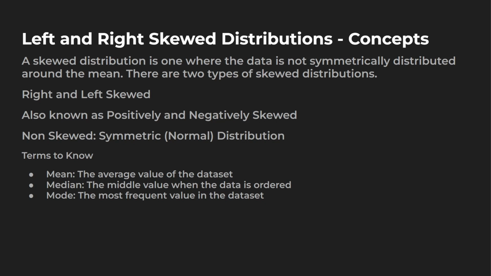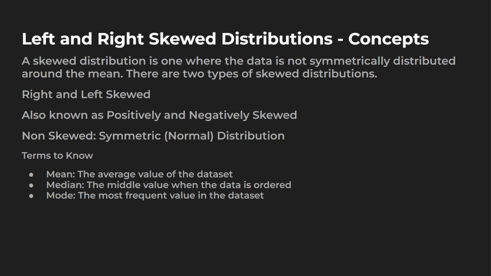There are two types of skewed distributions. They're called right and left skewed. You will also see these labeled as positively and negatively skewed. So non-skewed is going to be a symmetric distribution, which you'll also hear called a normal distribution. Personally, I use normal distribution a lot more, but for this video, I'm going to call it symmetric.